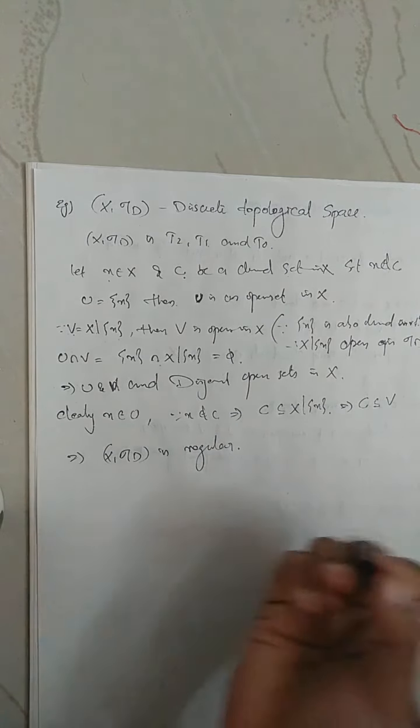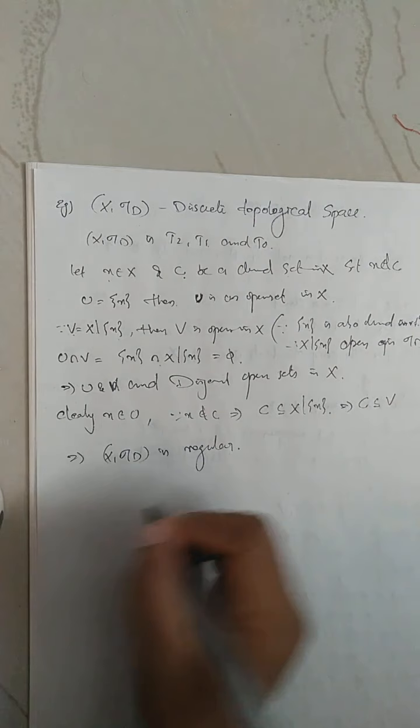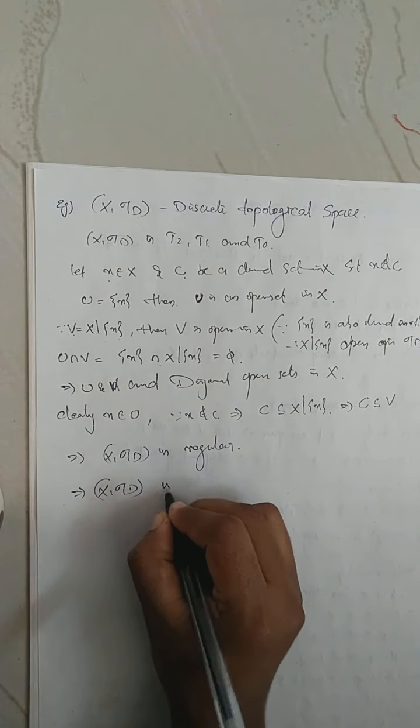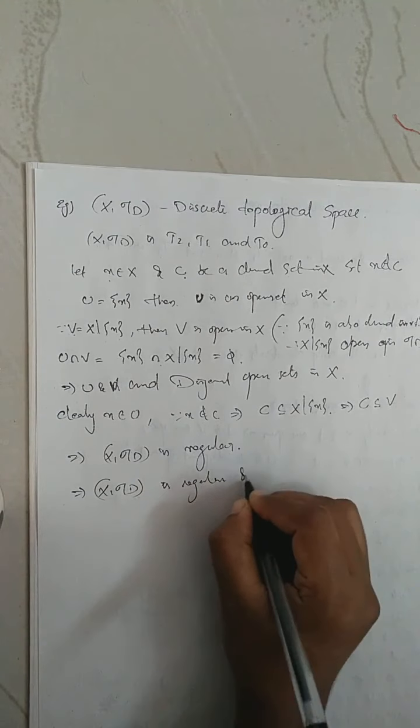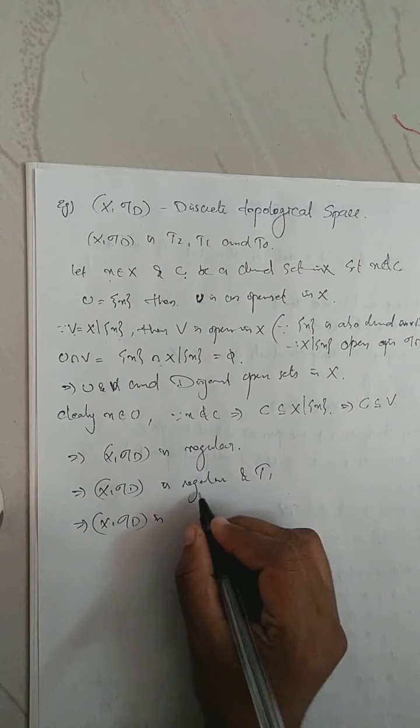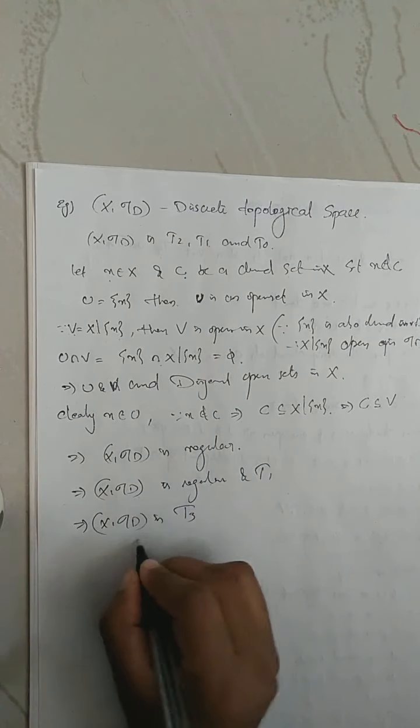And you know it is also T2, T1 and T0. We proved that. So discrete topology is regular and T1, which implies that, when it is regular and T1, it is T3.